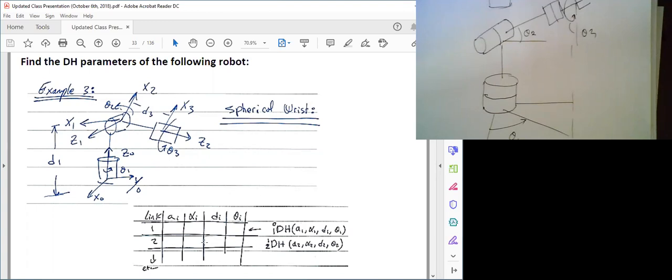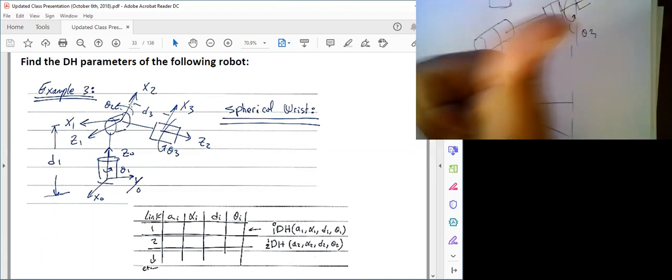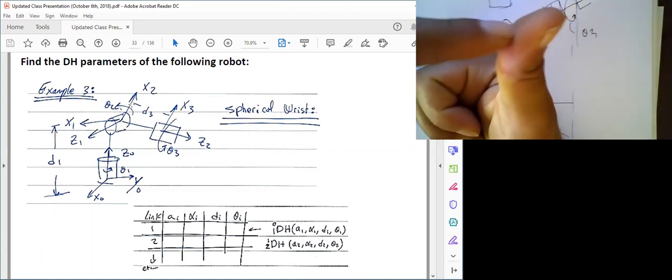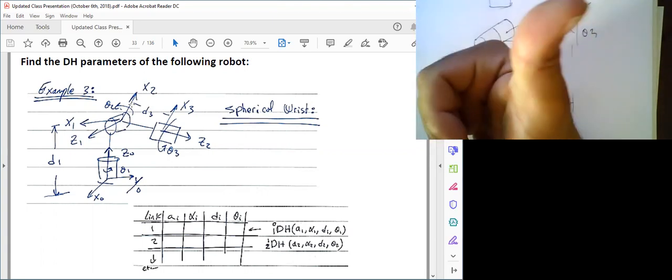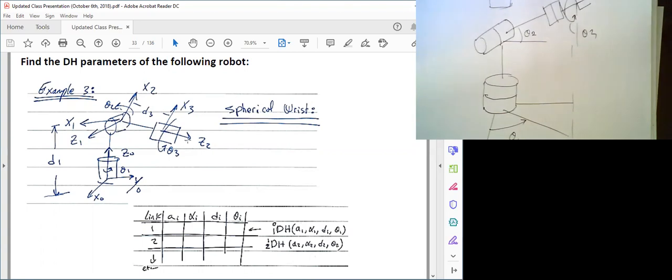Now, what is row 2? Row 2 is going to be the transformation between frame 1 and frame 2. What is the distance A, the distance between the z-axes, between Z1 and Z2? It's 0, because they are collinear. Then alpha, the angle between Z1 and Z2 about X2, is going to be 90 degrees. So I'm rotating Z1 into Z2 about X2, with X2 as my positive direction. With the right-hand rule, my thumb points along X2, and the rotation goes in that direction. So I'm rotating Z1 into Z2 by 90 degrees.